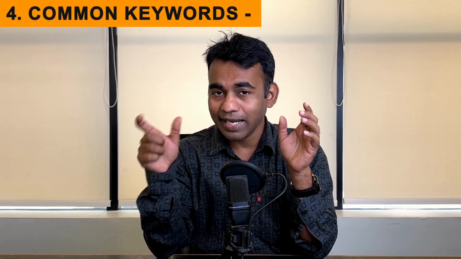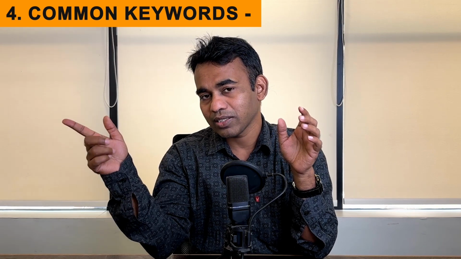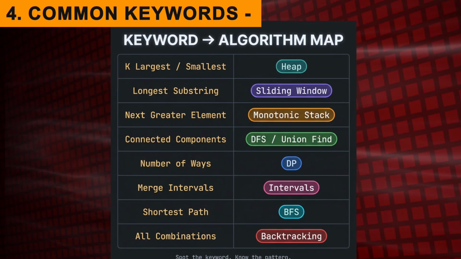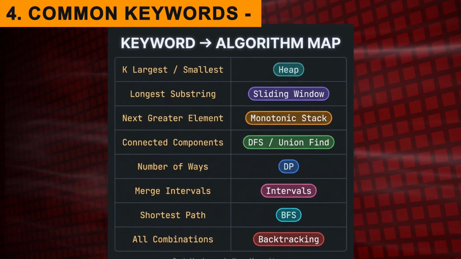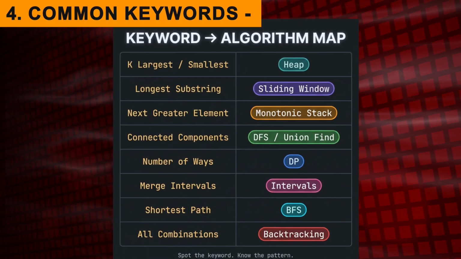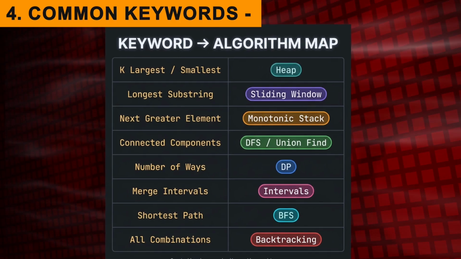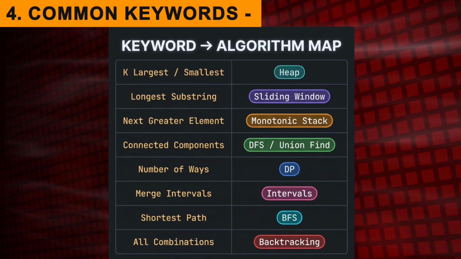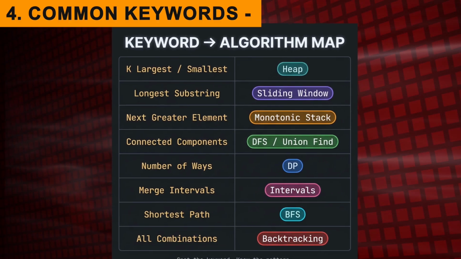So we have talked about three essential components so far, which are the constraints, input and output. Now I'm going to talk about the fourth one, which is very, very important, which is the common keyword. If you see these kinds of keywords, definitely you know which data structure or which pattern you are going to use. I'll start with a common example. Let's say you want to find the kth largest element in a given array, right? When you see kth largest element, you are definitely going to think about the heap, because that is going to help you solve the problem.